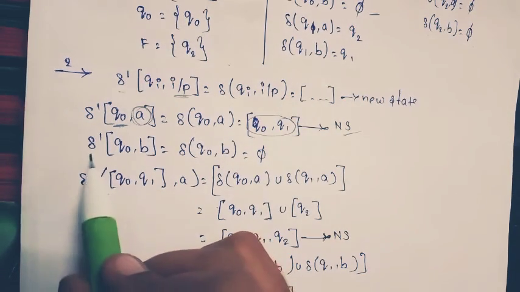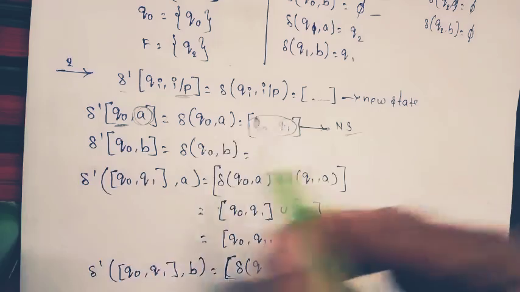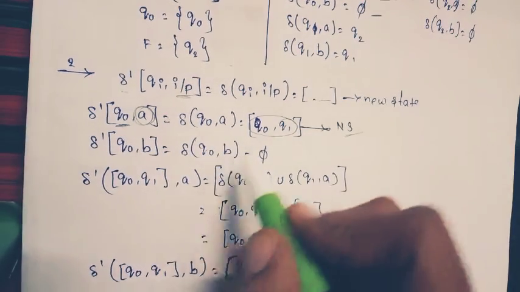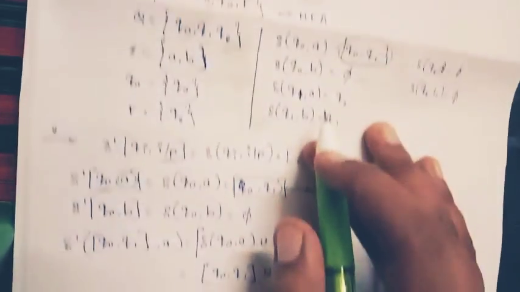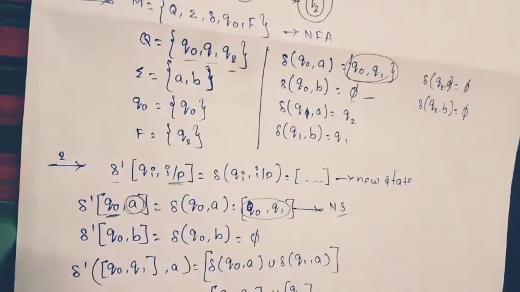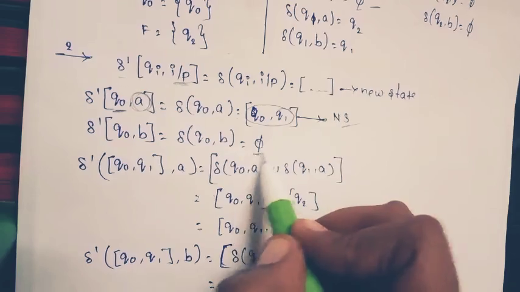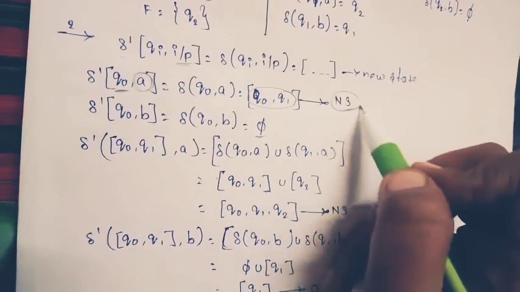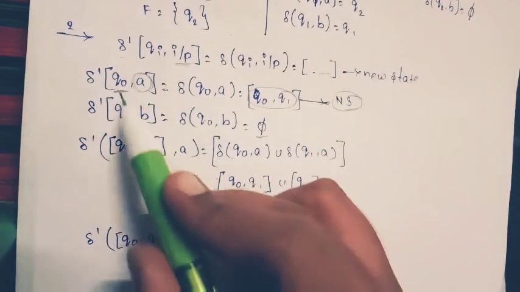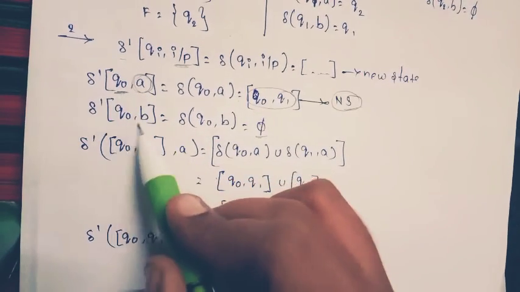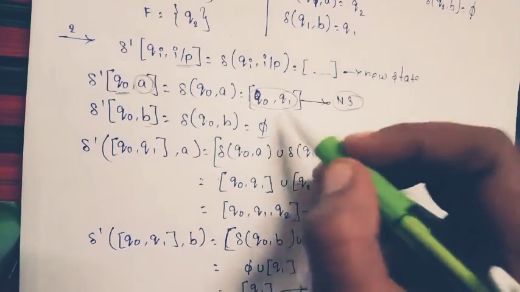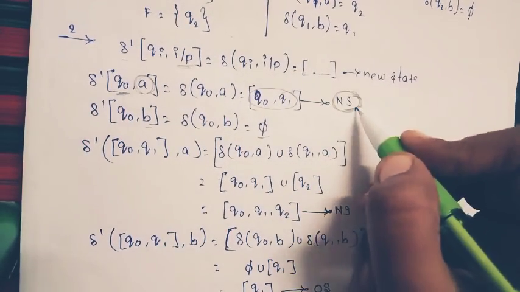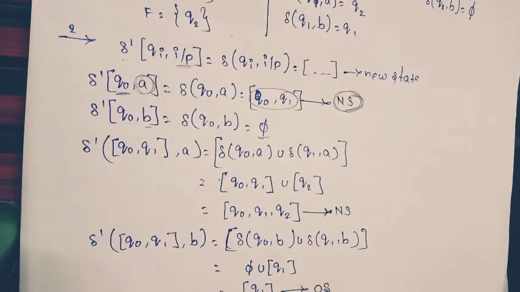Then let's compute delta dash of Q0 comma B. That is delta of Q0 comma B. What's the value, guys? That is phi, so I just wrote phi. We completed Q0 comma A and Q0 comma B. Now let's compute for the new state. First of all, we need to compute for the new state, and then we will move to the further states, guys.